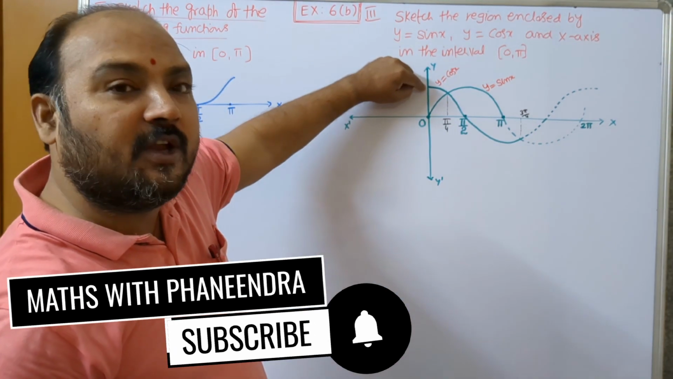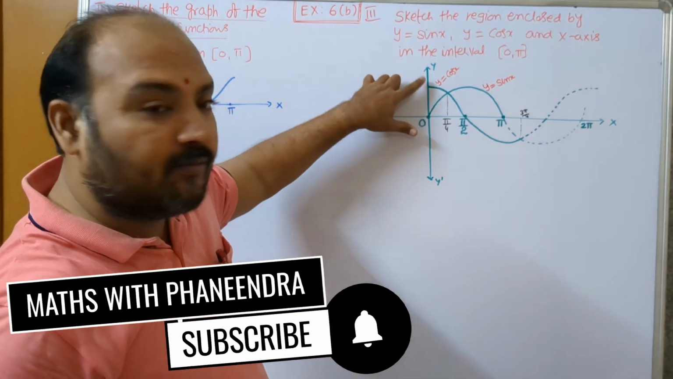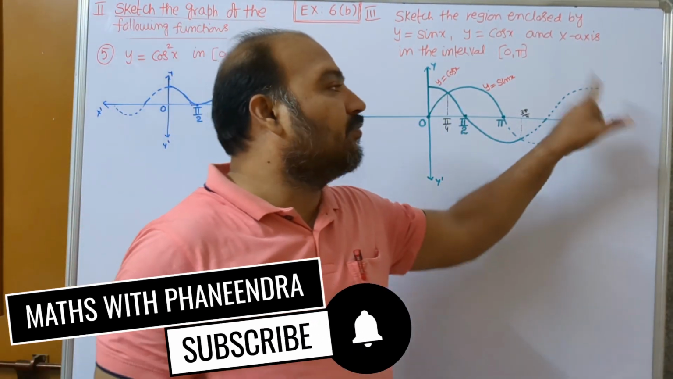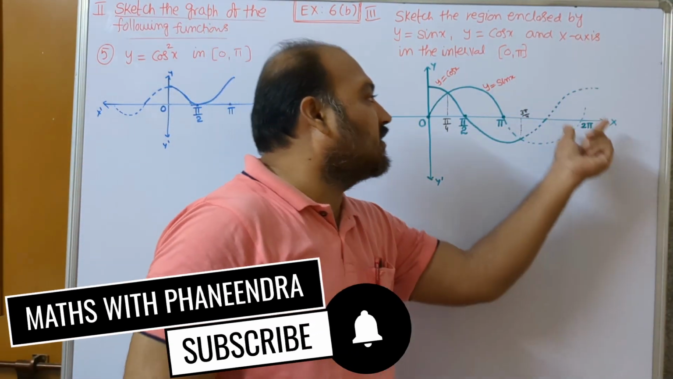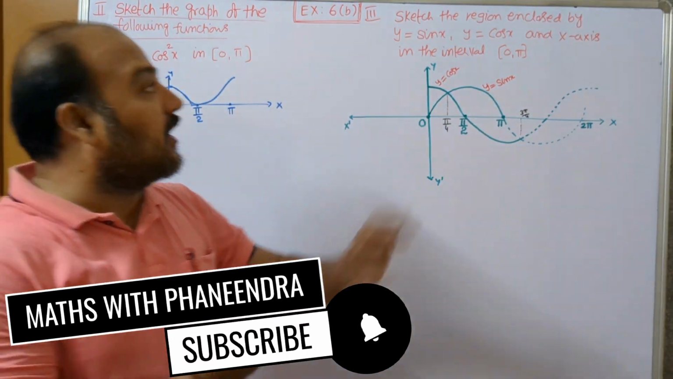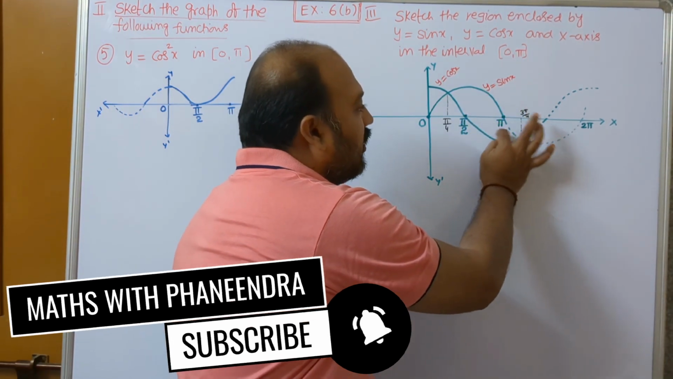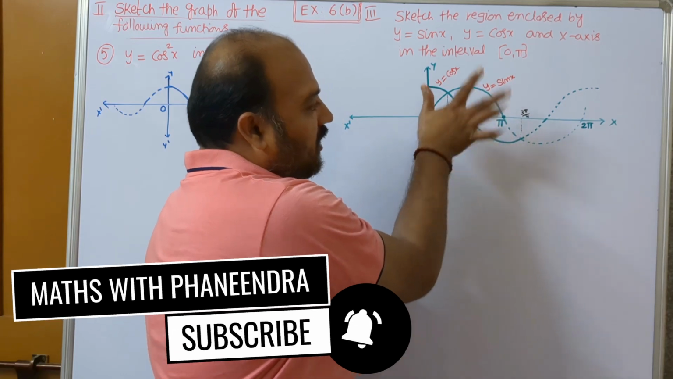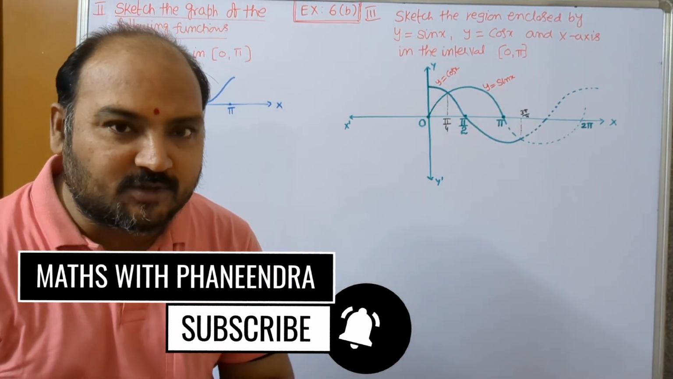It starts from 1 here. Why? Because cos 0 value is 1. That is the reason it starts from the y axis. Like this it will go. So the y equals sin x curve is there, y equals cos x, and the x axis is also there. This is about the graph of the region enclosed. So exactly, this is the region enclosed by y equals sin x, cos x and the x axis. These two, this is the region in between 0 to π. I hope you understand, students.